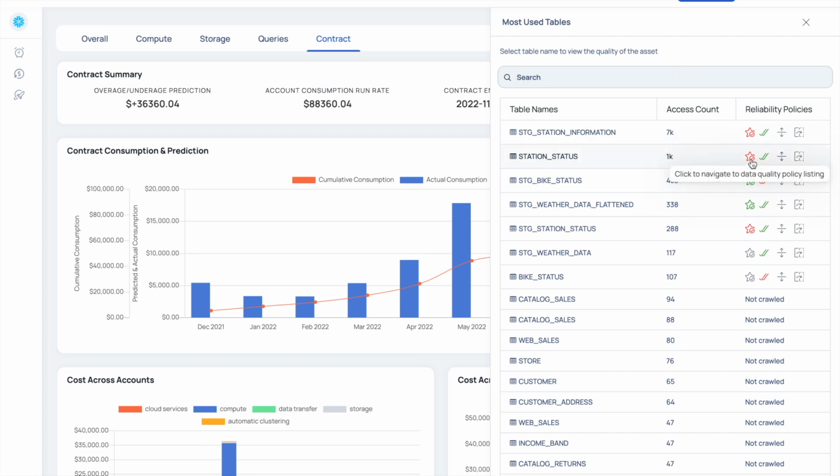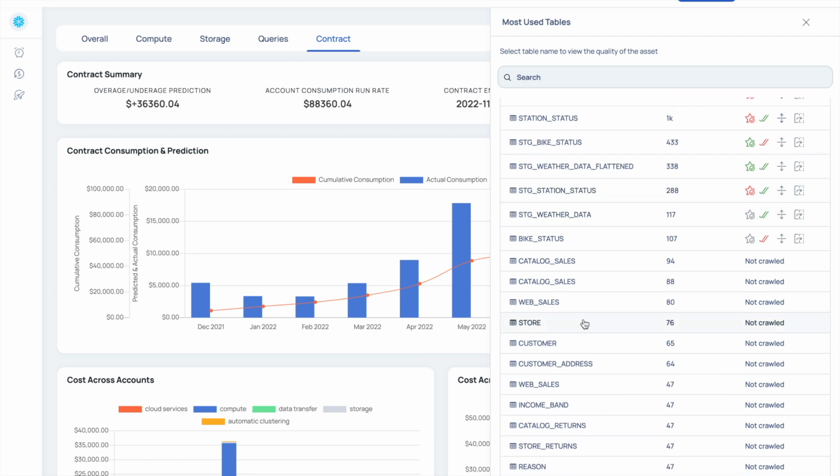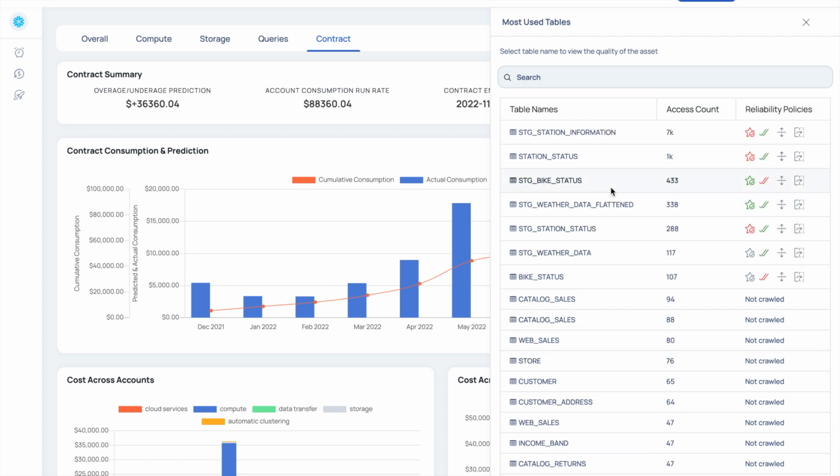So are they failing data quality? Do they have the right amount of data? Is the data drifting? Is the schema correct? These are things that we can see across all our assets. And for the ones that we don't, given that we're spending money on queries for these, we may want to consider adding coverage of those, which Acceldata makes very easy. So what I'm going to do is go deeper into the station status dataset, one of our most used data sets that has a failing data quality policy.